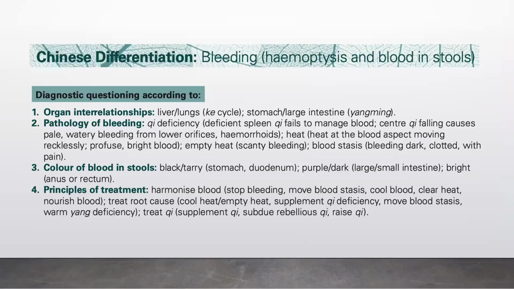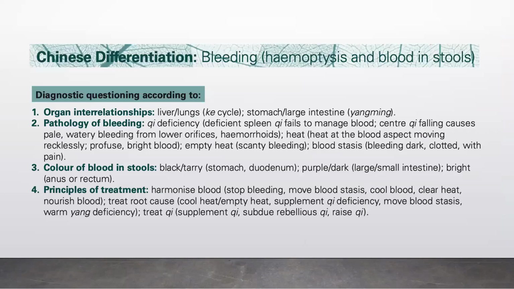Now let's proceed to Chinese differentiation. So in Chinese differentiation, we look first into the organ interrelationship. Organs involved here are the liver and the lungs. This is the Creutzfeldt cycle. And the stomach and large intestines, these are the Yang Ming organs. Next, we go to the pathology of bleeding.